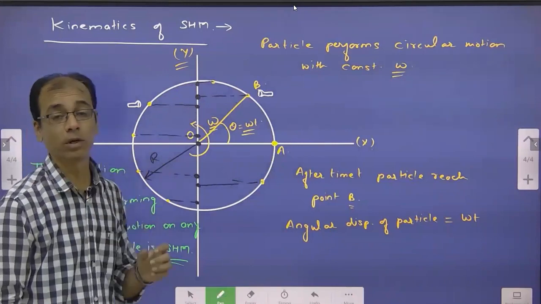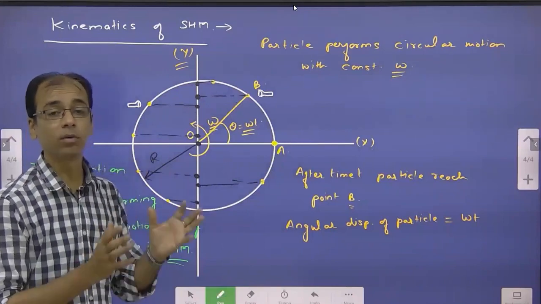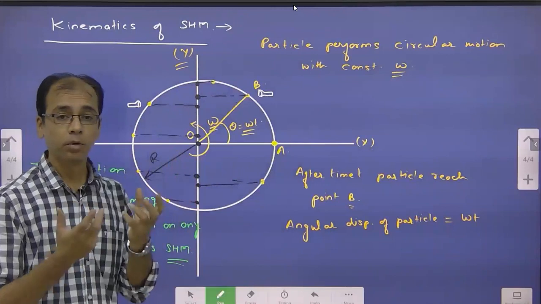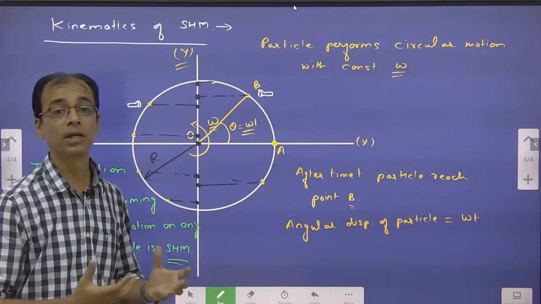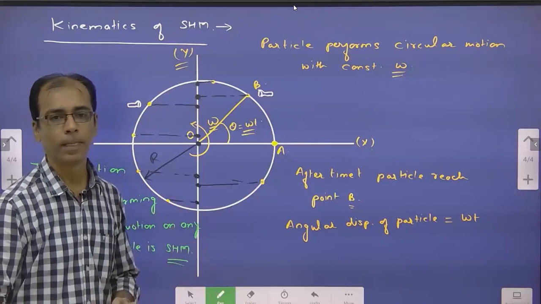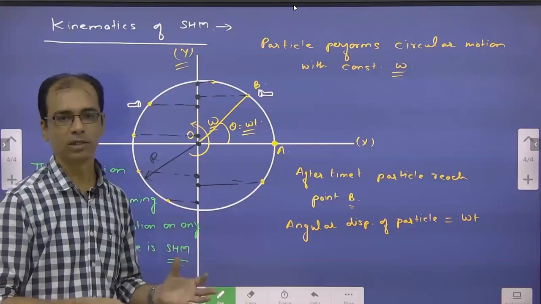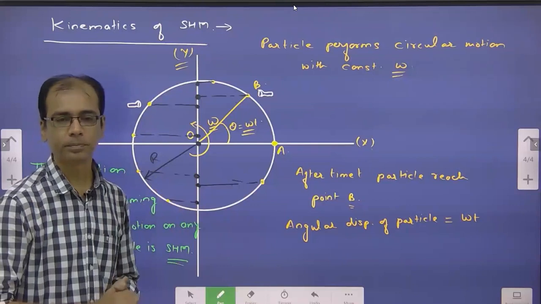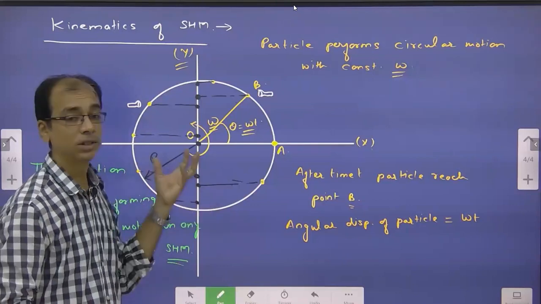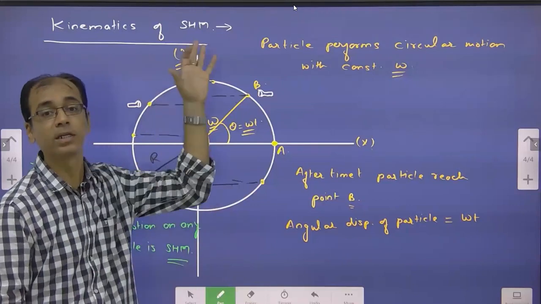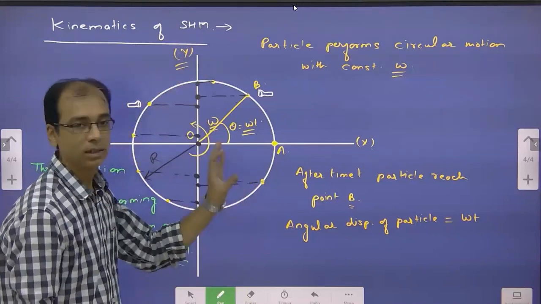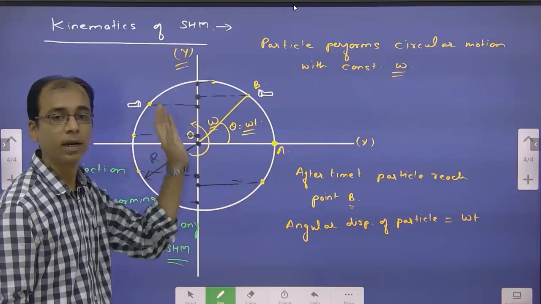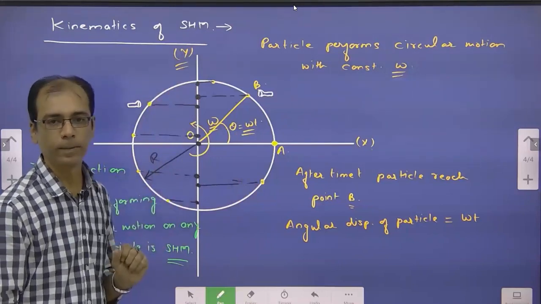I am saying that circular motion is clearly the primary motion from which SHM is understood. You can understand it from circular motion only. Without circular motion, if you try to understand SHM, you will be in big trouble. So circular motion is the reference. That's why I've written kinematics of SHM. Circular motion is the motion from which we can understand simple harmonic motion.